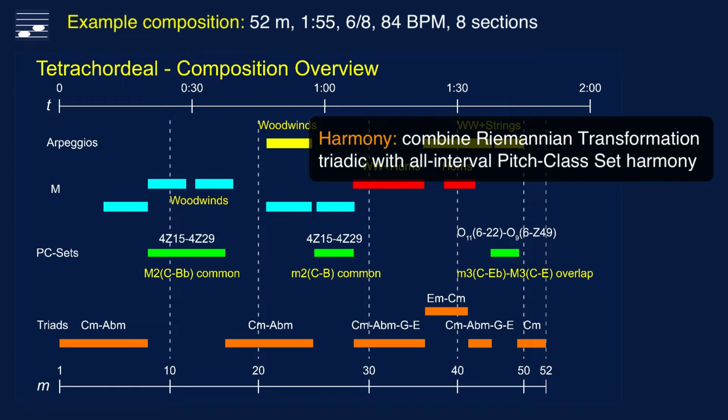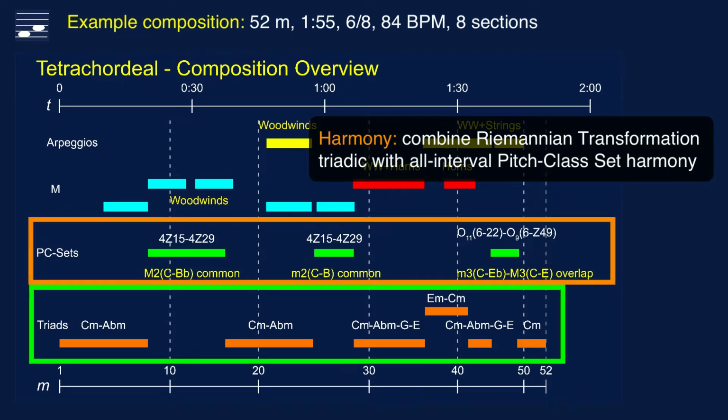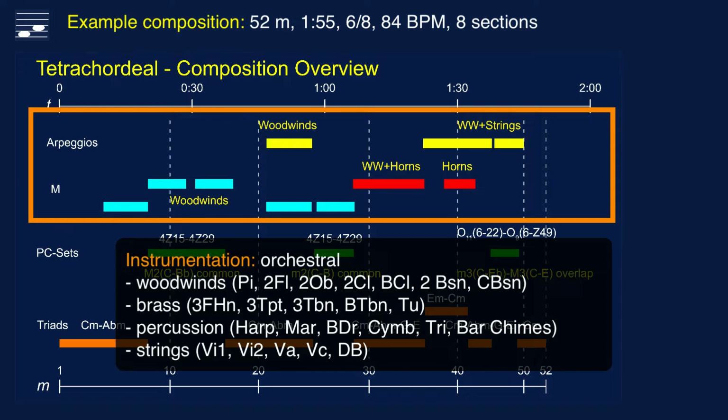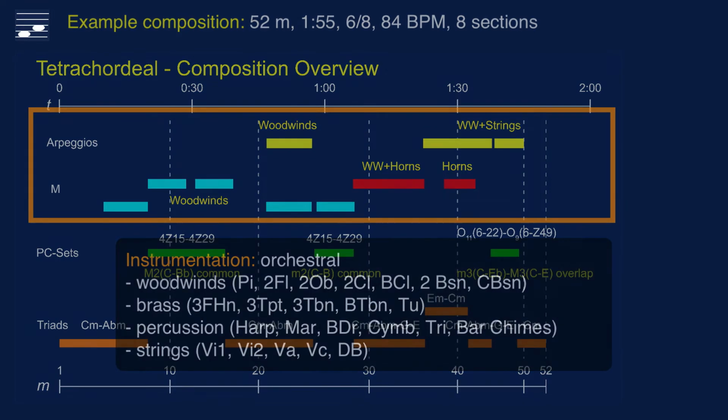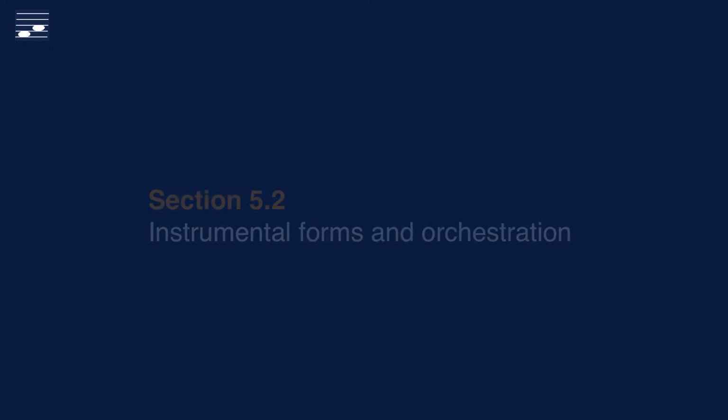At the bottom you'll find the juxtaposition of Riemannian and Pitch-Class Set sections. The instrumentation is for orchestra, with instrument types listed here and main, melodic and other elements shown at the top. Let's have a look at individual sections and conclude with the full piece.